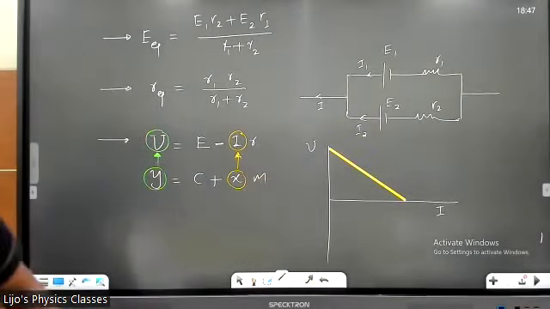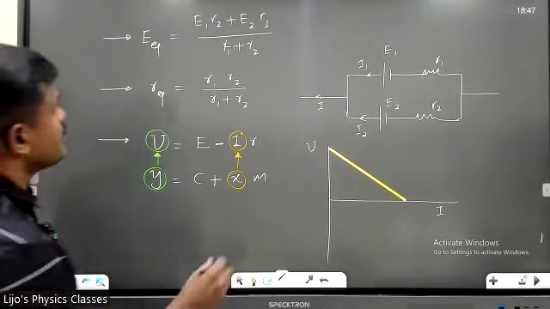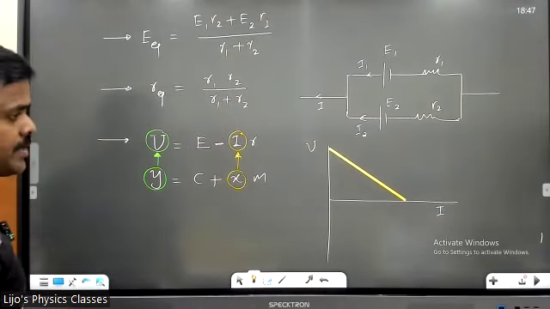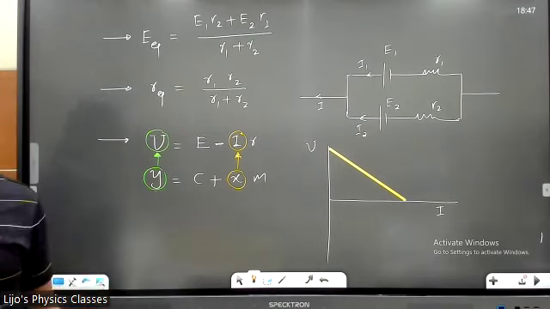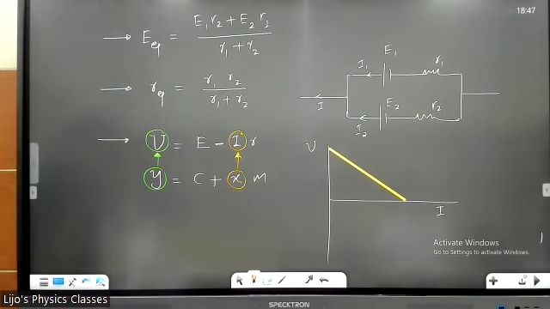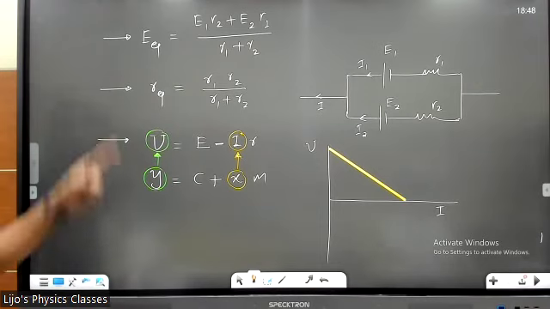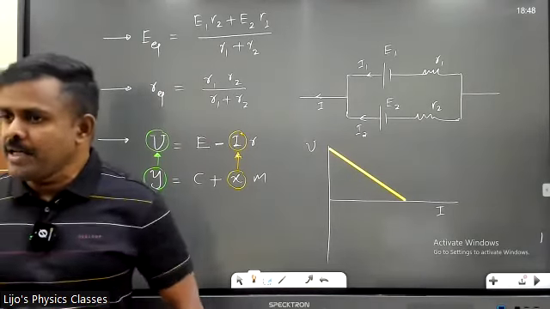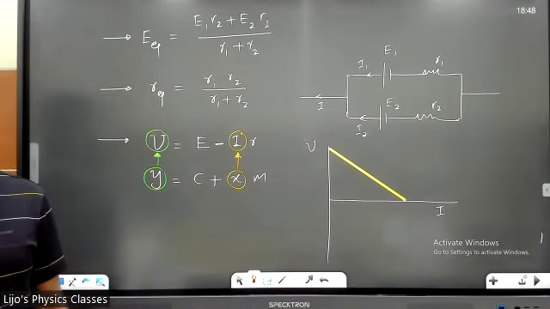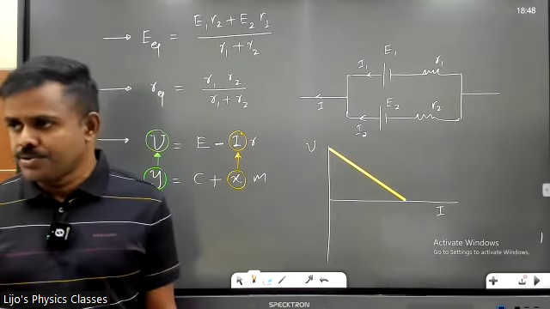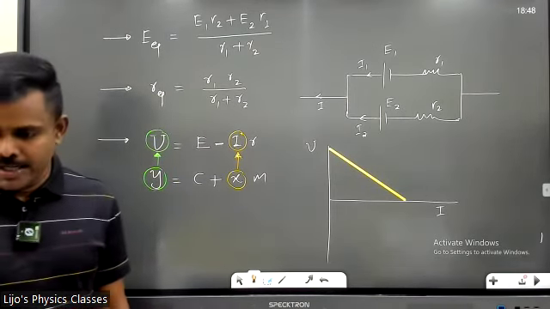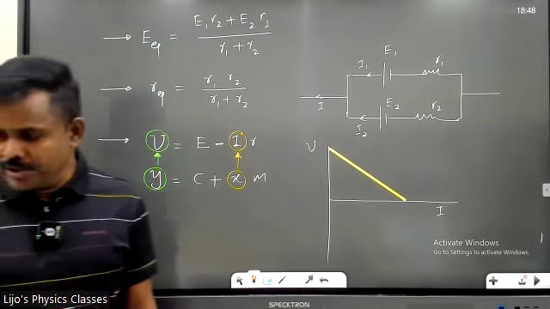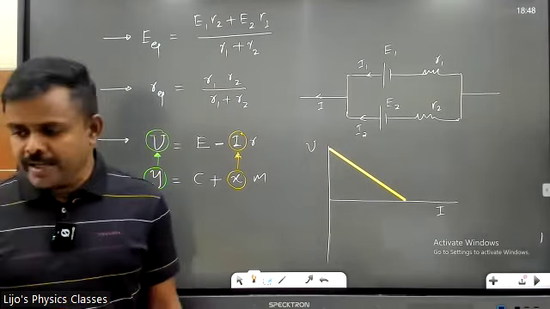Okay. Let's do it. All of you write this down. Whatever you have written, this is actually coming from yesterday's class, but anyway, just write this down. All these cases. E equivalent is E1R2 plus E2R1 divided by R1 plus R2. Second is R equivalent. We're going to do questions on this now. Equivalent resistance is R1R2 divided by R1 plus R2.